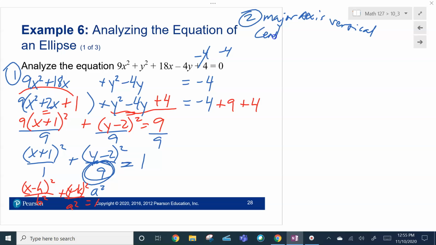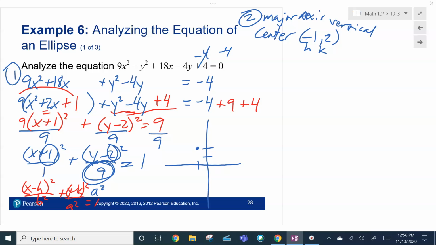What's my center of this thing? My h, k. Well, it's x minus h, so the h's got to be -1. Y minus k, so my k's got to be 2. So -1, 2 is my h, k. In fact, let me see if I can draw this thing. -1, 2. Okay, there's my h, k.